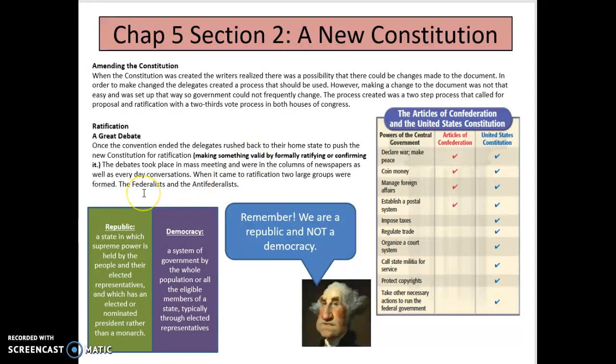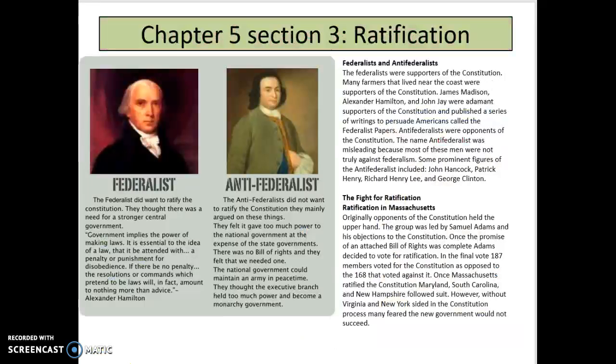So there became two groups that really came out in favor and against this, the Federalists and the Anti-Federalists. And so those eventually become the first two political parties as well. So you guys can see here the two different political groups and who represented them, Federalists and Anti-Federalists. The Federalists were supporters of the Constitution. Many farmers that lived near the coast were supporters of the Constitution.